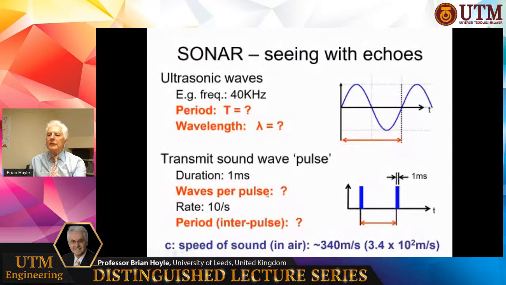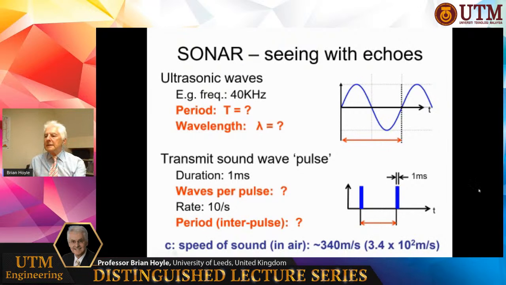And we're then going to make pulses where we collect together multiple waves, the waves per pulse. And we want a duration of about 1 millisecond. So our two specifications are 40 kilohertz and a 1 millisecond wide pulse. And then we can send about 10 of these per second. And you might remember what the bat was doing, a beep, beep, beep, beep, beep, beep, at about 5 a second or 10 a second. So we're going to try to replicate the bat.